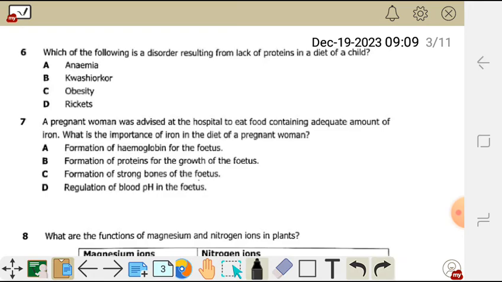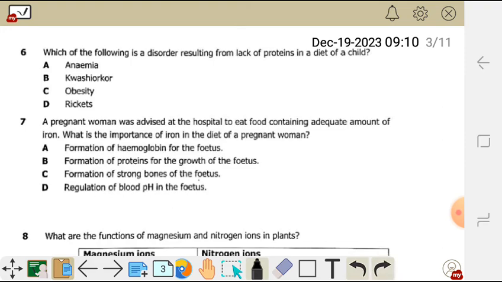Question 7. A pregnant woman was advised at the hospital to eat food containing adequate amounts of iron. What is the importance of iron in the diet of a pregnant woman? A. Formation of hemoglobin for the fetus. B. Formation of proteins for the growth of the fetus. C. Formation of strong bones of the fetus. And D. Regulation of blood pH in the fetus.